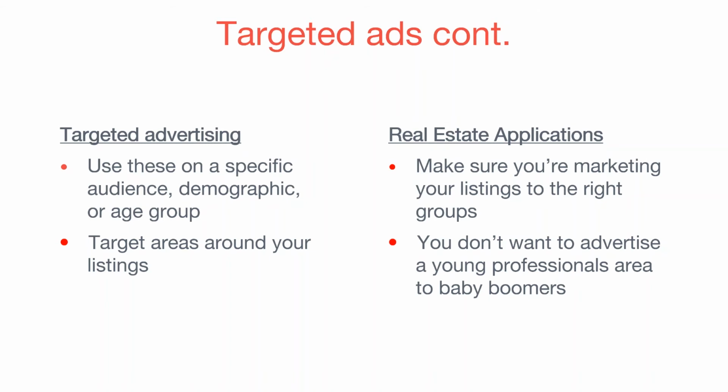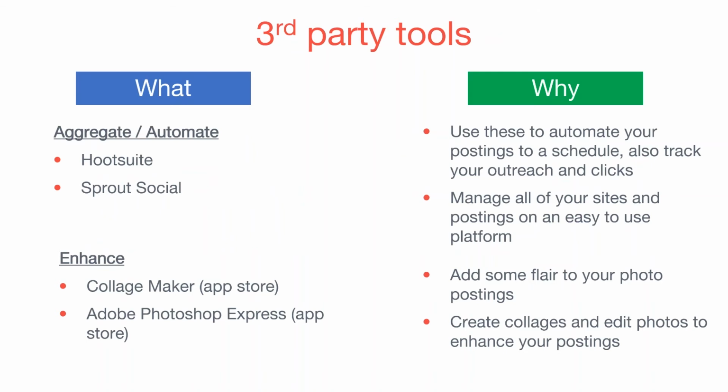Also, let's look at third-party tools and how they can help enhance your social media. We will learn how the best time to post to some of the social media platforms is at 2 a.m., which may be difficult if you're sleeping. So, for example, Hootsuite will be a big help with that. So, what? Aggregate and automate. Hootsuite and Sprout Social are great tools for that. You can use these tools to set up postings that will automatically go at your specified time.